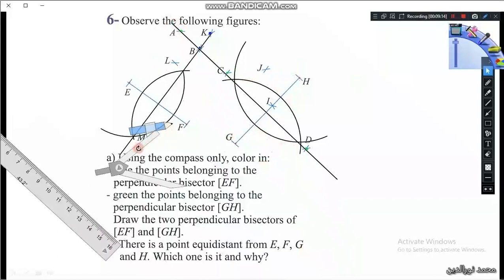So as we notice here, M, B and K belong to the perpendicular bisector of EF. D, C, B and A belong to the perpendicular bisector of GH.